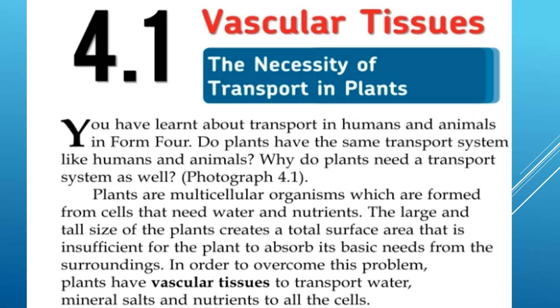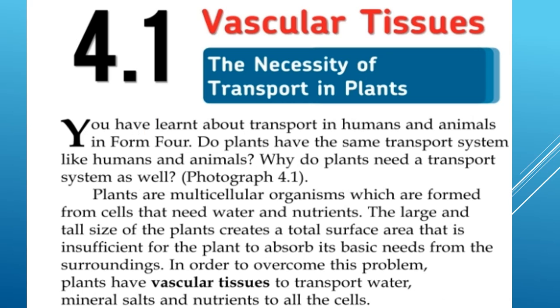So today we will study a new chapter, 4.1 until 4.5. Okay, chapter 4. The first one is vascular tissue. The necessity of transport in plants. So we have learned about transport in humans and animals during your form 4. Plants also have a transport system. Why do plants need a transport system as well?